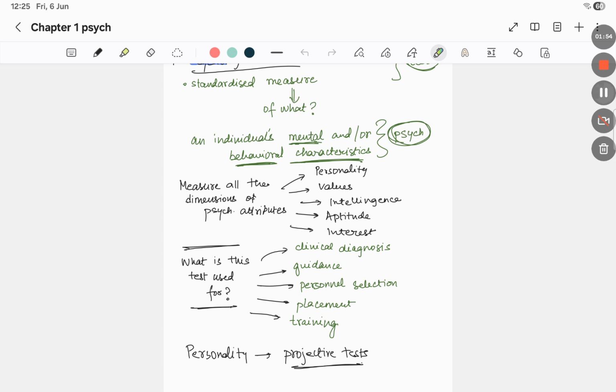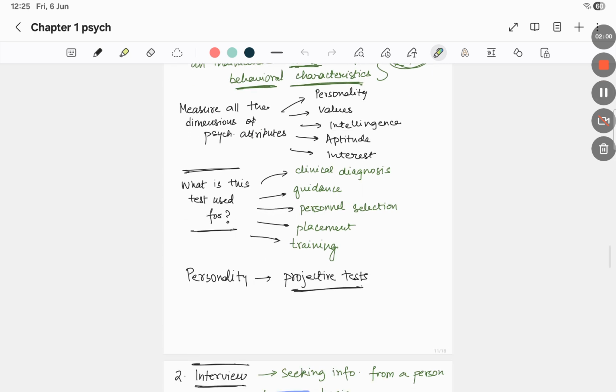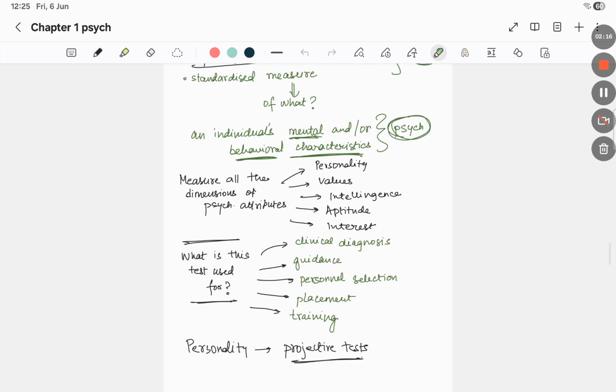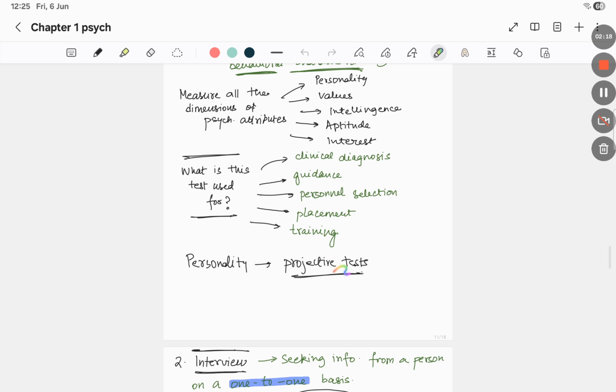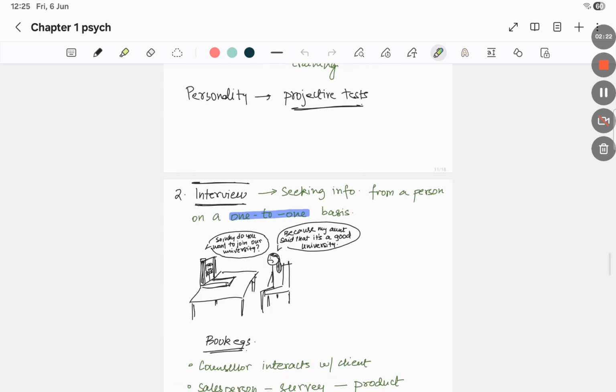And what exactly is this test used for? So why do we assess using a psychological test? This can be used for clinical diagnosis. Let's say somebody might have symptoms of depression. Using this, we can validate that. So somebody might use it for guidance, career counseling, personnel selection, placement, and for training purposes as well. Right. So for personality, there are projective tests as well, which will be studied later.